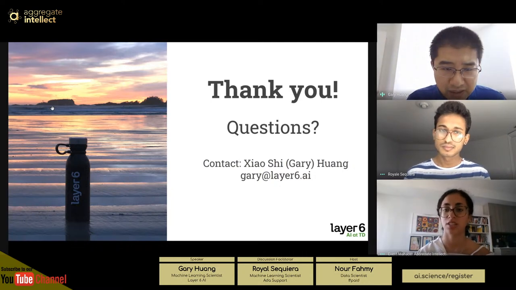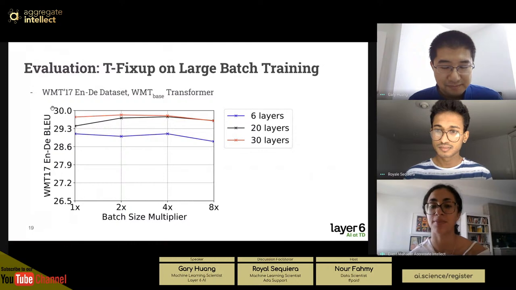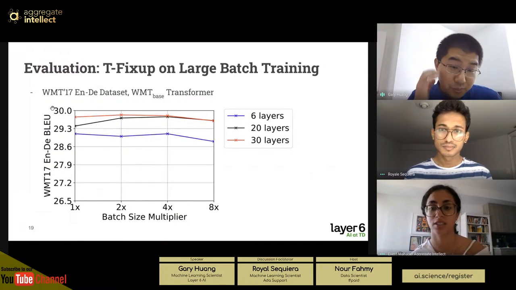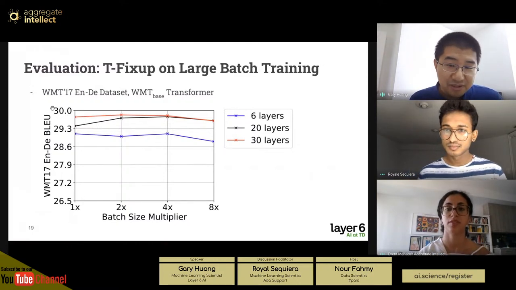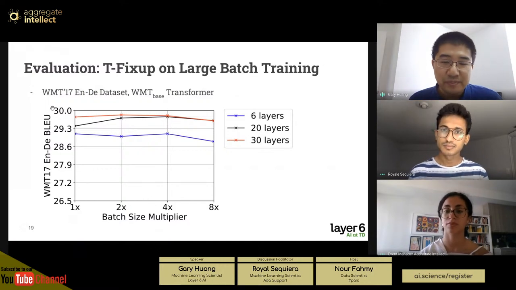Could you say it again? Batch size, what? After what batch size does the T-Fixup break? We haven't tested to that extreme, just because it's very computationally intensive. We tested up to 8 times the original batch size, and so far T-Fixup hasn't broken. Larger ones will take more GPUs than we have, and that's why we stopped testing there.